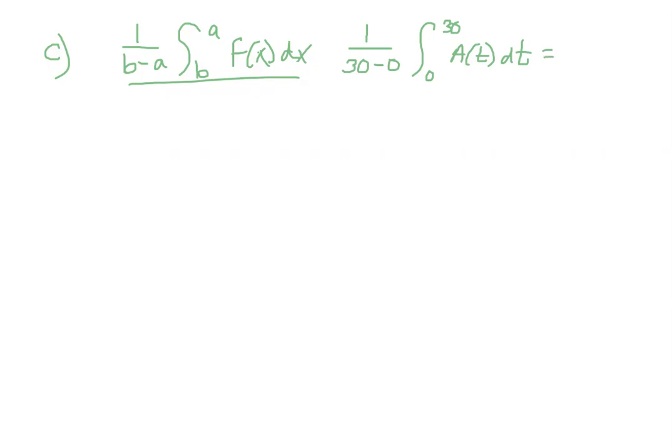Actually, I don't even have the answer written down. They're asking you for the average amount of grass, equal when the amount of grass, which is A of t, equals the average. So here's the average.